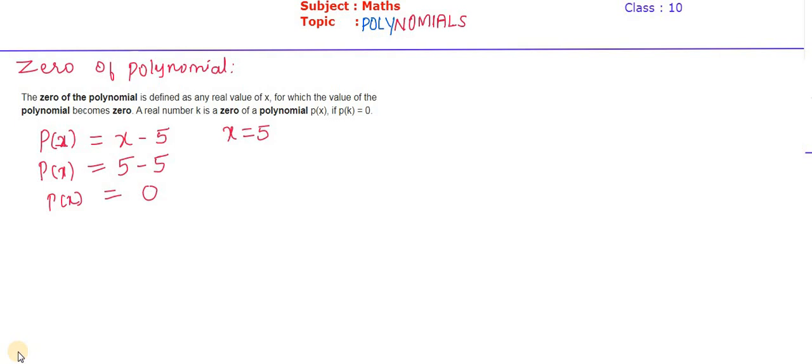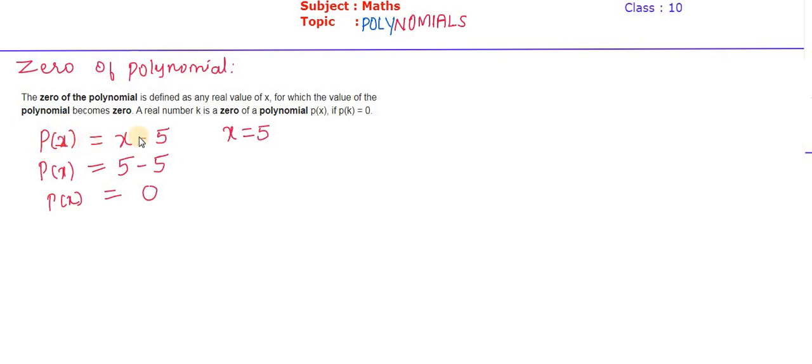What is the zero of a polynomial? The zero of a polynomial is defined as any real value of x for which the value of the polynomial becomes 0. So here, a real number k is a zero of the polynomial p of x if p of k is equal to 0. So I took an example here to make it more clear.